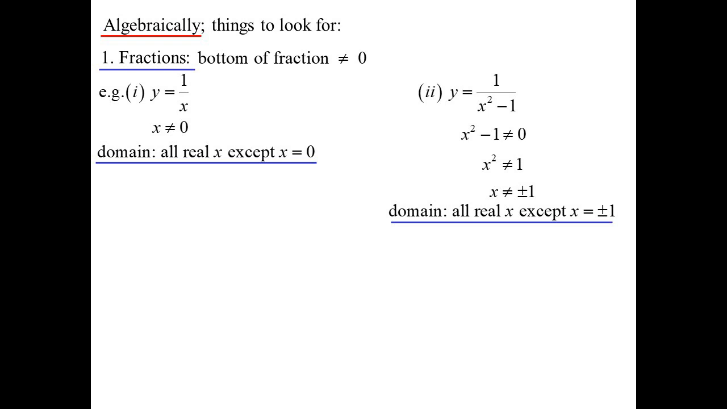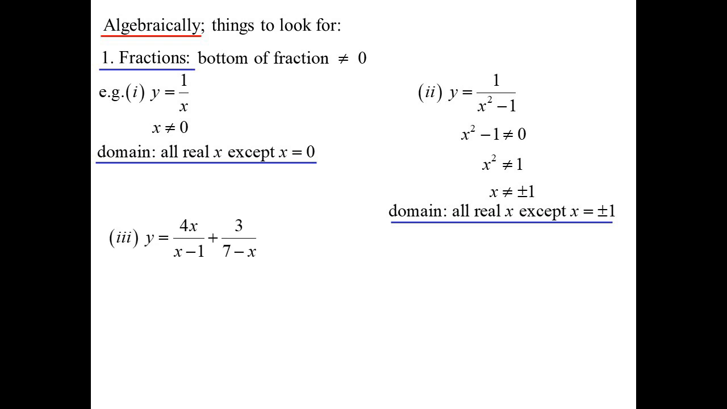Remember, a domain is an inclusion, not an exclusion. So you could not write for that domain x cannot equal plus or minus 1. That's not good enough to describe the domain. Because I'll say, okay, well it can't equal plus or minus 1, but what can it equal? So you describe it completely.